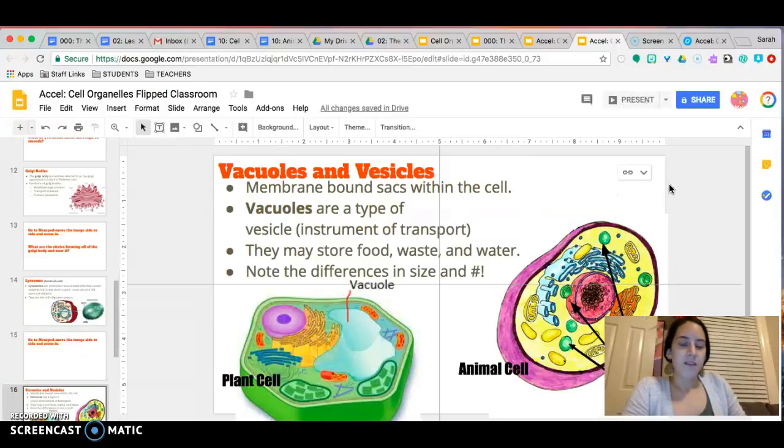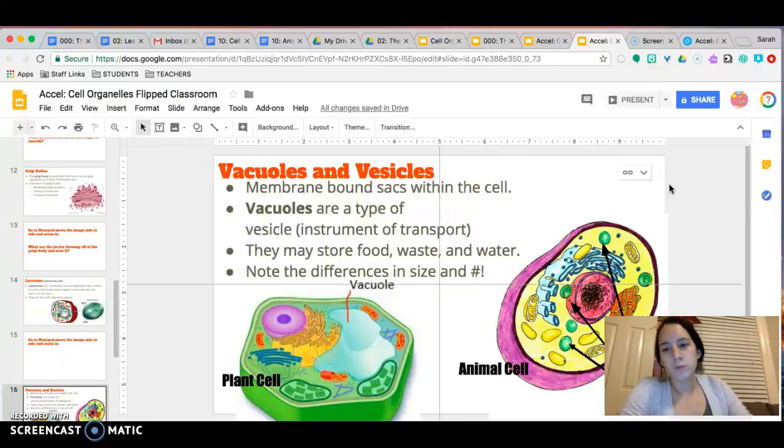Okay, vacuoles and vesicles. These are membrane-bound sacs within the cell, and vacuoles are a type of vesicle. There are so many different types of vesicles. It's incredible. However, a vacuole is just one example of those vesicles. We could talk all day about those, but right now, just vacuoles is what we're talking about. And they're extremely important because you find them in food, waste, and water.